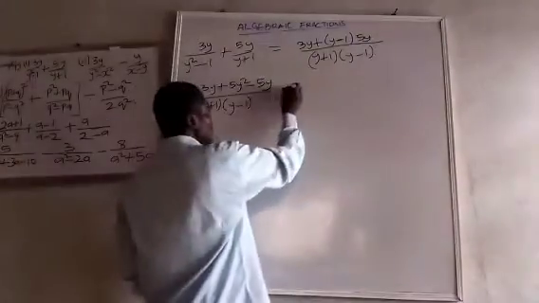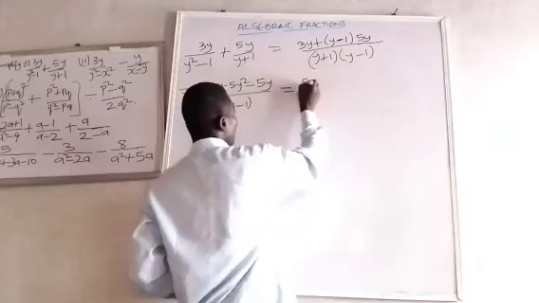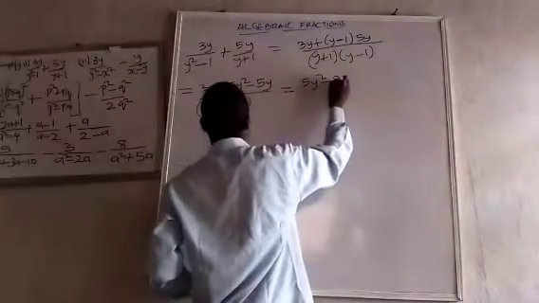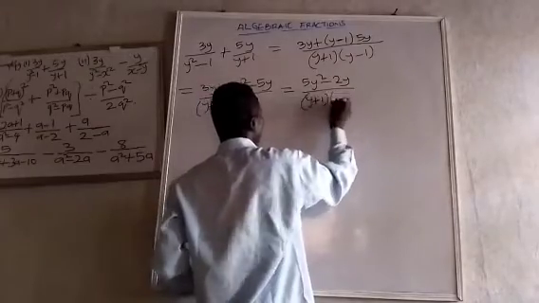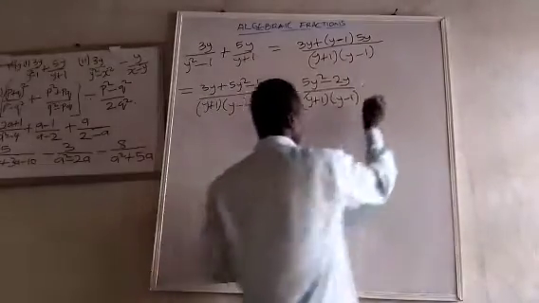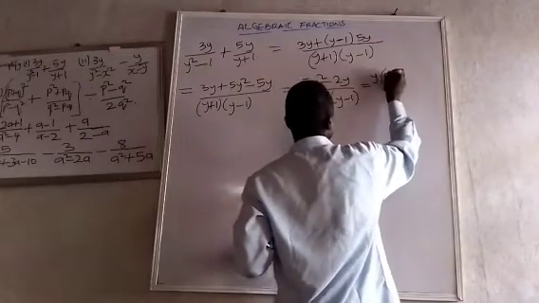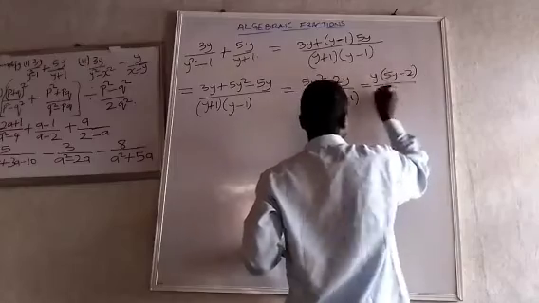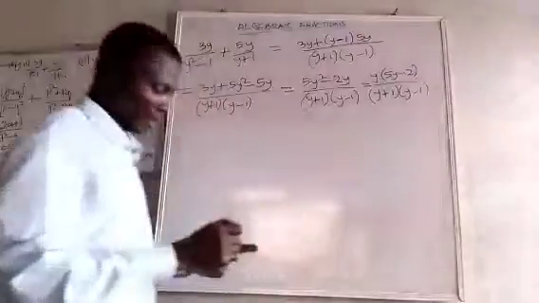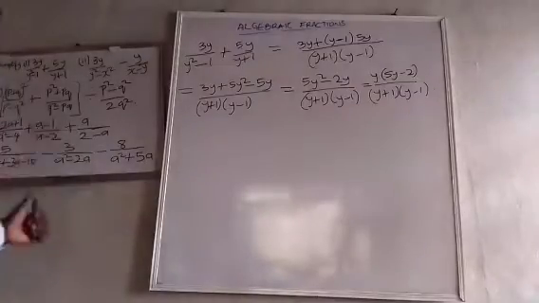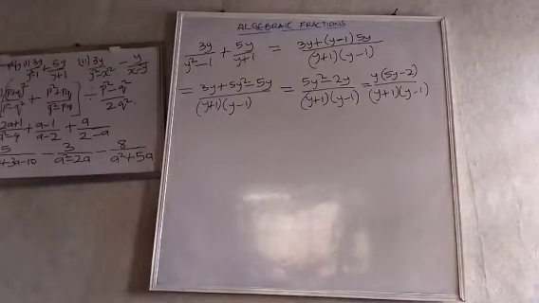Expanding and working the numerator, we are going to have 5y squared minus 2y divided by y plus 1 into y minus 1. So what does that give? It gives us y into 5y minus 2 divided by y plus 1 into y minus 1. So you can see you just need to use your knowledge from different aspects of mathematics. Here we are using our knowledge of quadratics.